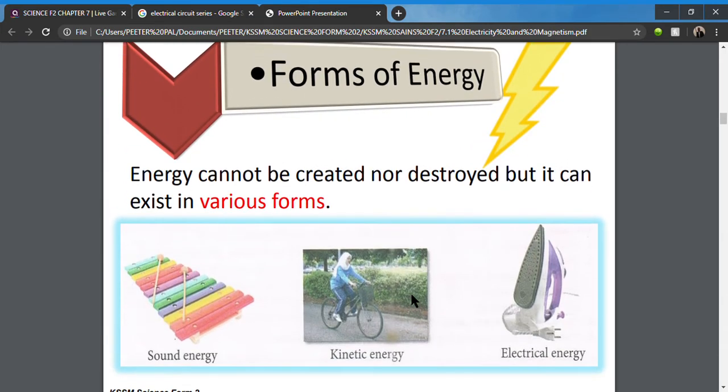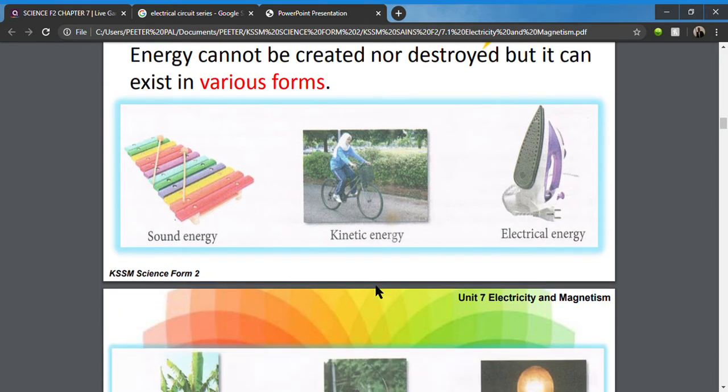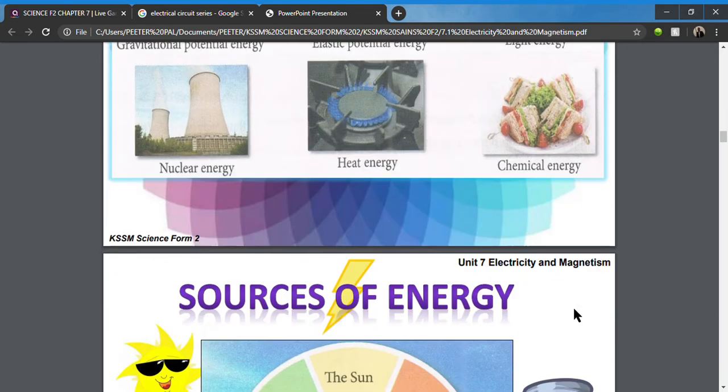We have a lot of forms of energy: sound energy, kinetic energy, electrical energy. Sound energy is transmitted through vibration, kinetic energy is obtained by moving objects. Electrical energy is converted to so many other forms of energy. We have gravitational potential energy, when an object is at a certain height from the ground. Elastic potential energy is obtained by objects which are stretched or compressed. Then light energy, nuclear energy, heat energy and chemical energy.